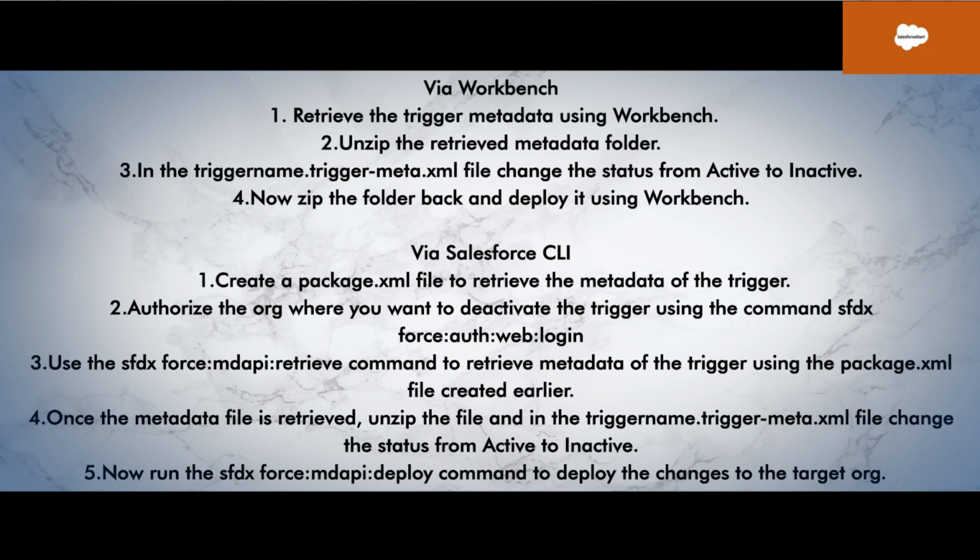package.xml file created earlier. 4. Once the metadata file is retrieved, unzip the file and in the trigger name.trigger-meta.xml file, change the status from active to inactive. 5. Now run the sfdx force:mdapi:deploy command to deploy the changes to the target org.